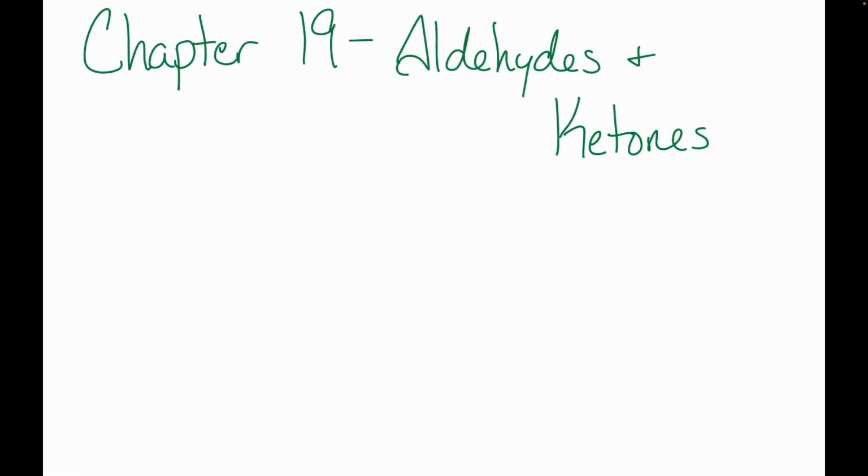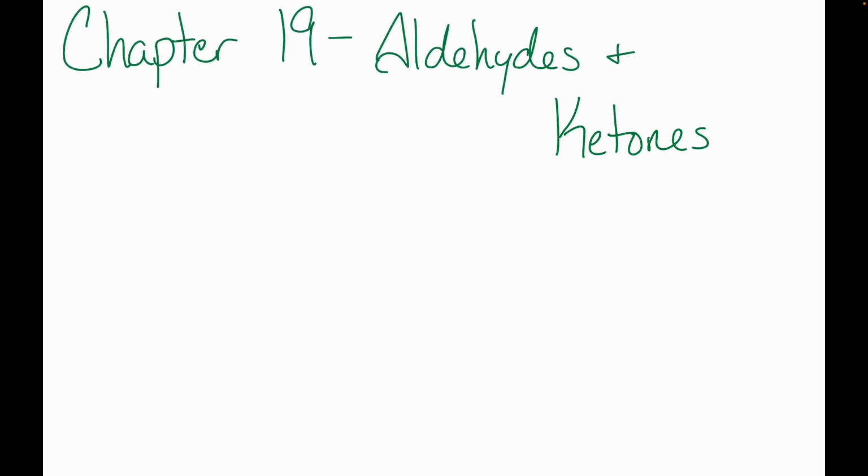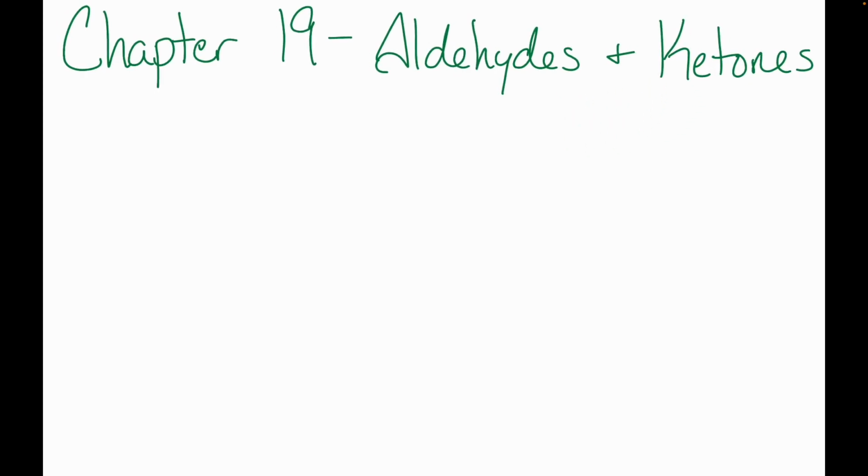All right, so we're going to start in on chapter 19, talking about aldehydes and ketones. These are functional groups that we've introduced before. We talked last chapter about how to convert alcohols into aldehydes and ketones, but we've never really talked exclusively about these functional groups. So that's what we're going to do here today.